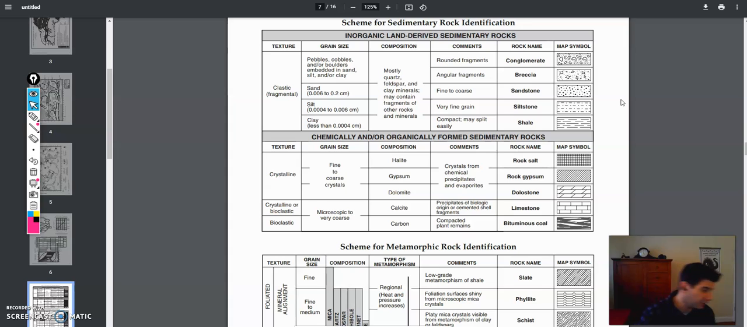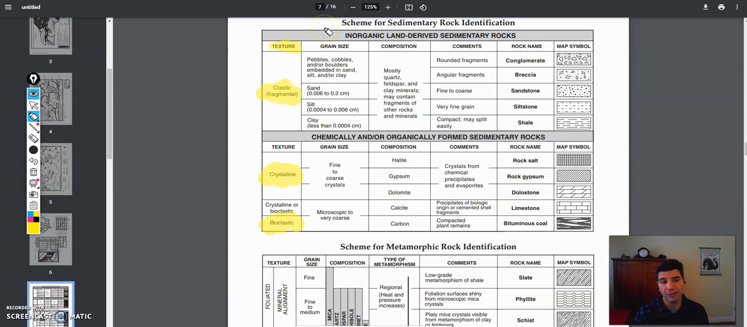So let me grab my drawing slate. So let's take a look here. Just to review some of the categories that we have, under texture, we have 3 primary groupings. We've got clastic, crystalline, and then bioclastic. Now I know there are 4 on here. That last one is crystalline or bioclastic, but really it's just a combination of these 2.